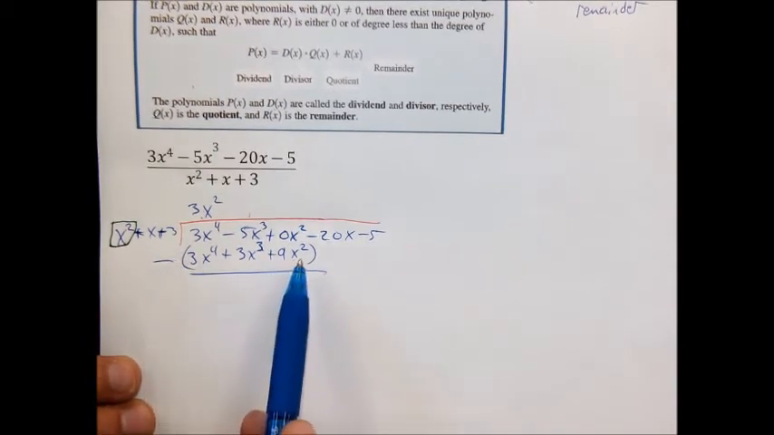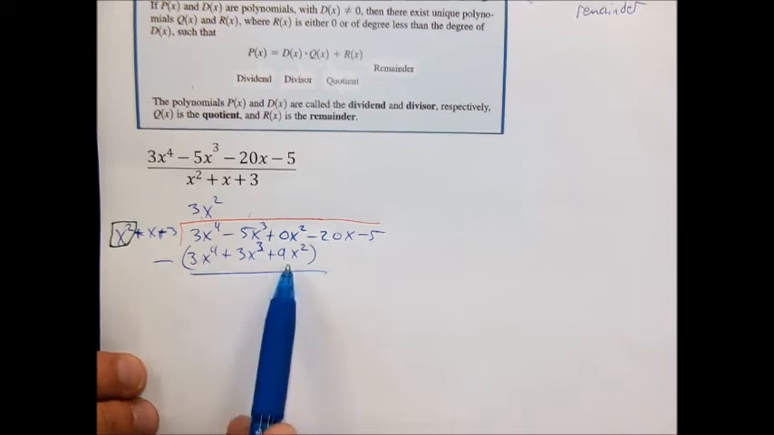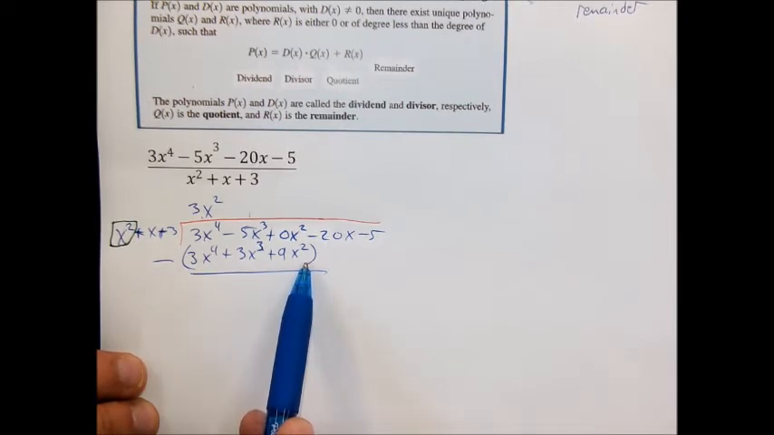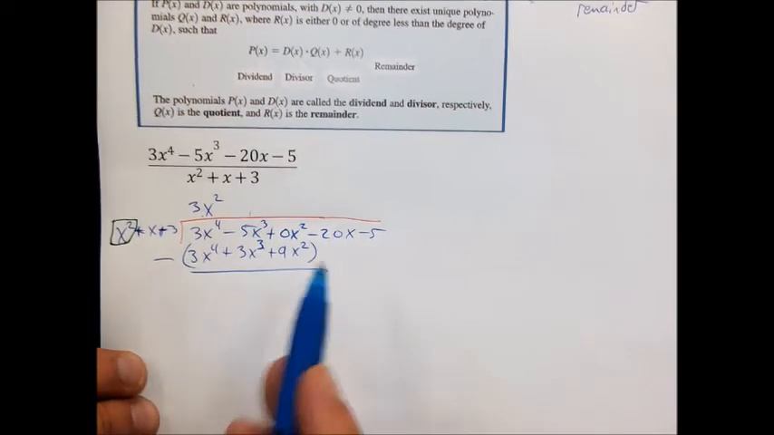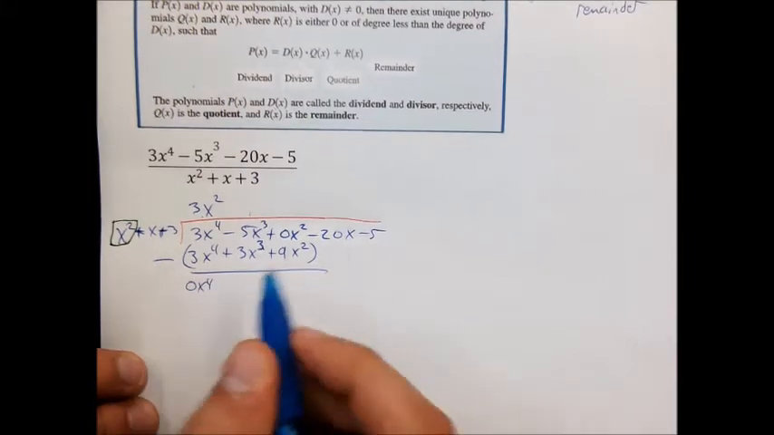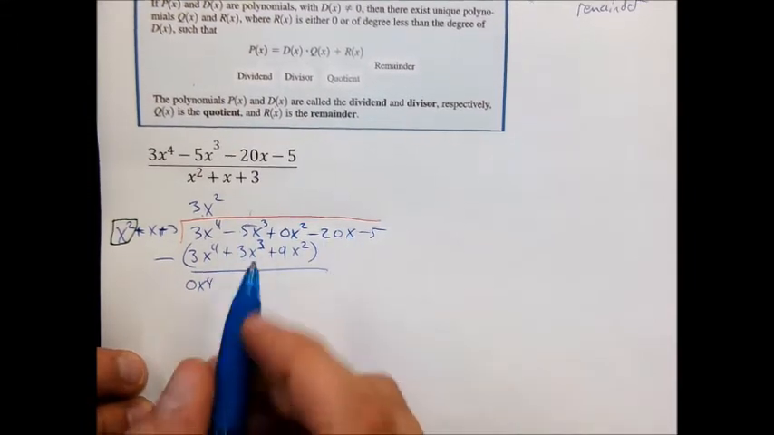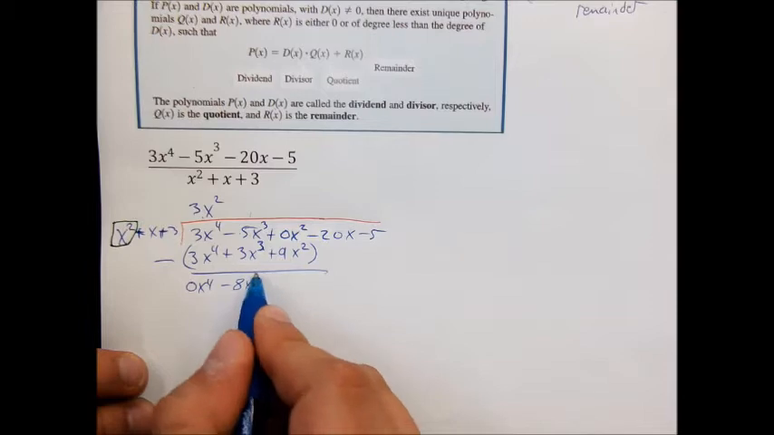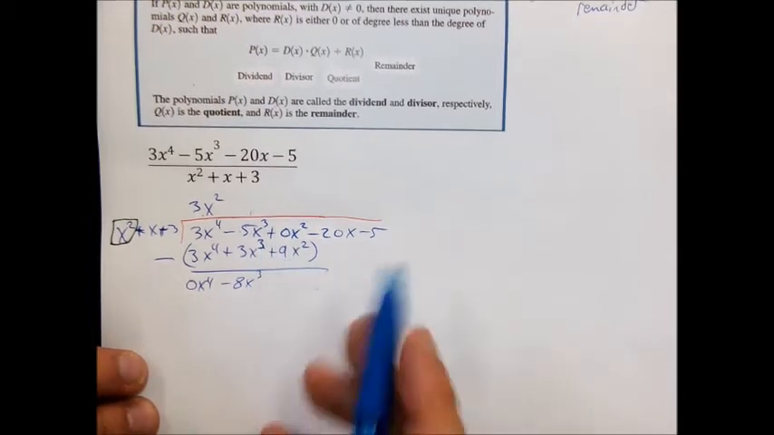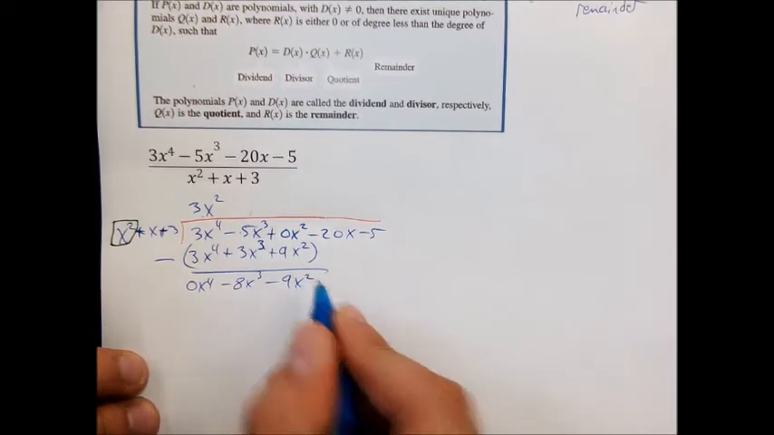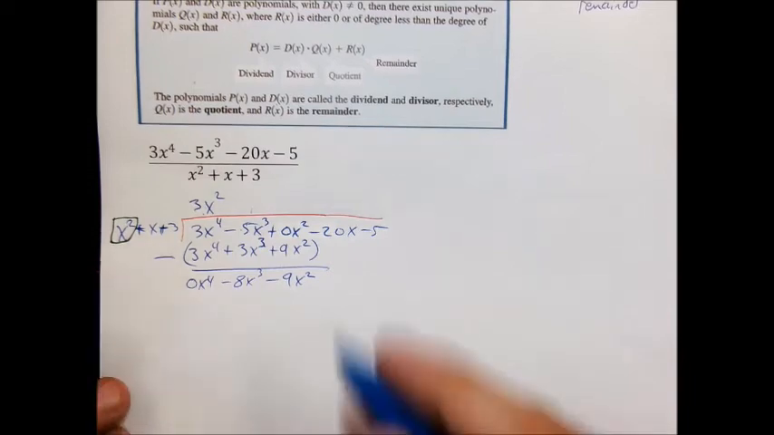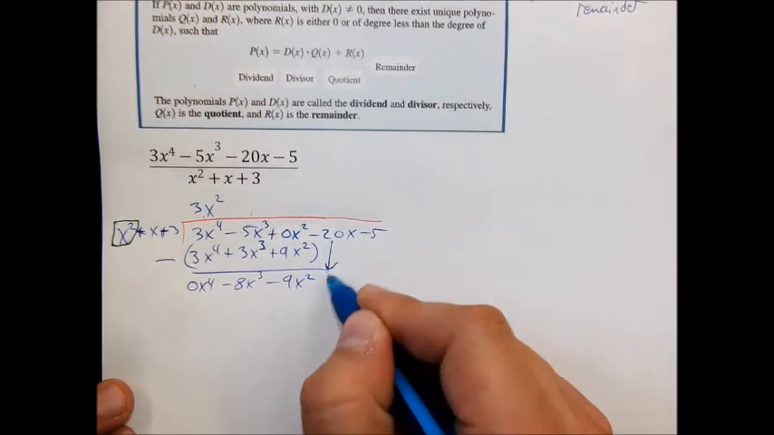Anyway, I put this in parentheses again, right? It's a nice long one, so I want to make sure I'm subtracting everything. So I do 3x to the fourth minus 3x to the fourth. That obviously gives me a 0. Minus 5 minus 3 gives me a minus 8. And then 0 minus 9 gives me a minus 9. And then we bring down the minus 20.